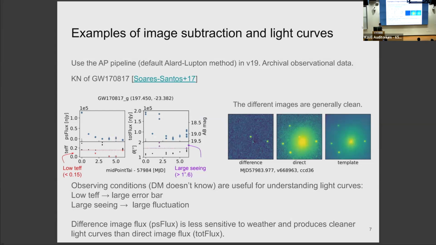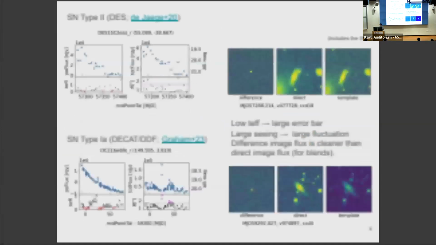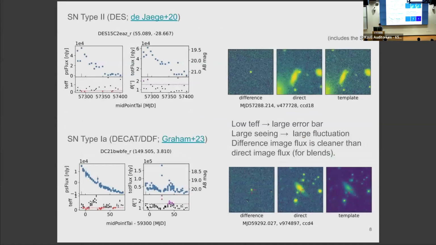And on the right is just one exposure. I don't know if you could see a gray tick here. It's basically where that exposure is. I'm showing you the difference image and the direct image and the template. Yeah, so there's some other examples.